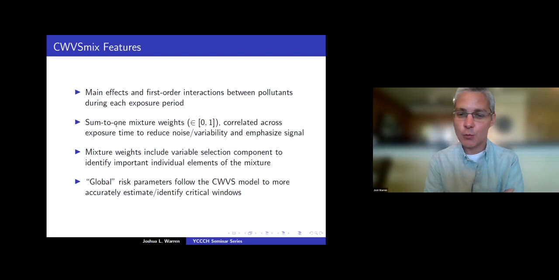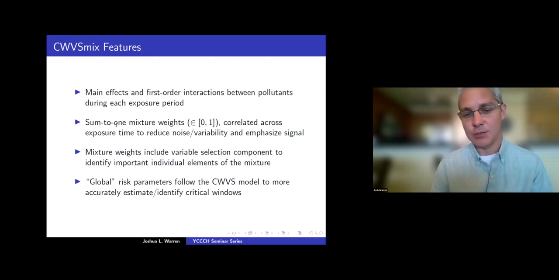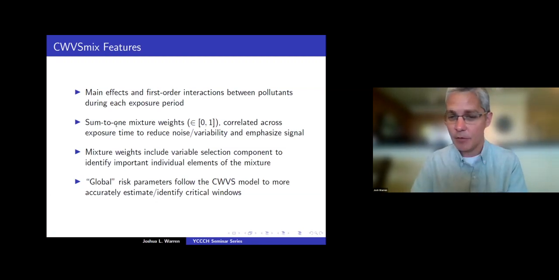We still hold on to this sum to one mixture weights at each exposure week separately, but we want to account for the fact that what's happening in exposure week 1 may be similar to exposure week 2 to 3 to 4, with this correlation dying out as you get further apart in exposure time. So we want these weights not to have to be estimated independently at each exposure week. We want to enforce some smoothness, data-driven smoothness, preferably, to estimate these weights. And as I mentioned, we want these weights to have a variable selection component so we can actually identify individual elements of the mixture. And we still have this global risk parameter, and this is going to follow the CWVS model so that we can estimate these critical windows more accurately.